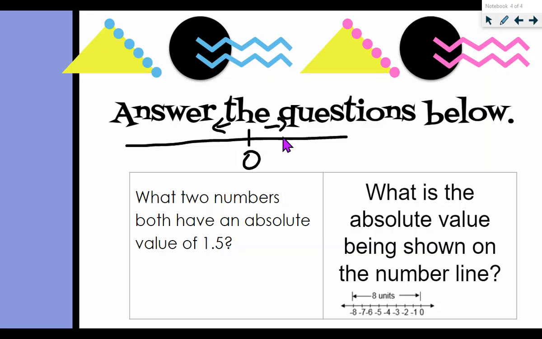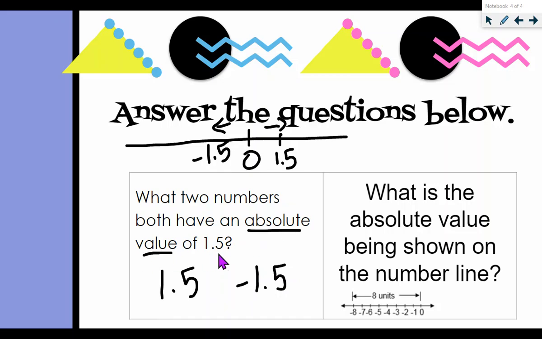So if you go to the positive 1.5 steps, you're going to end up at positive 1.5. So that's going to be one of our numbers. If you go towards the negatives, you can also go 1.5 steps, but this is going to be negative 1.5. So both positive 1.5 and negative 1.5 have an absolute value of 1.5.